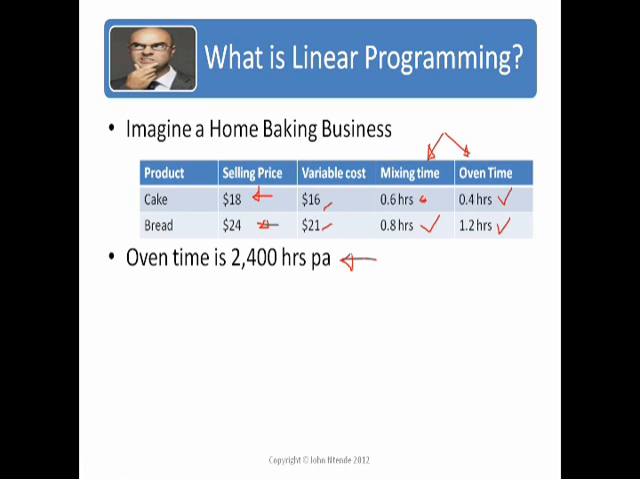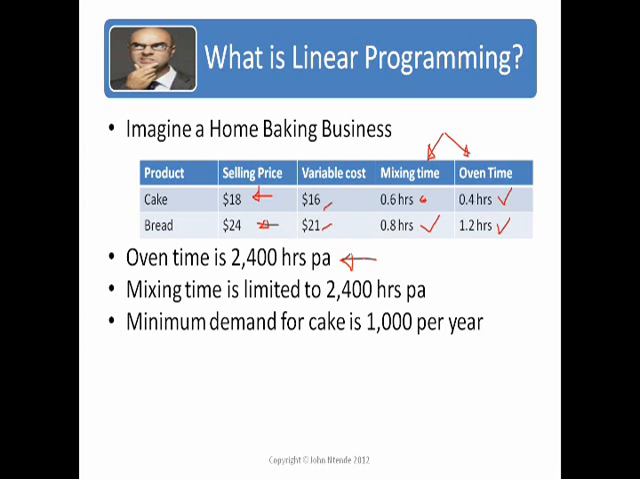So that's one constraint. Another constraint which has been given is the mixing time, and it could be because of the labor constraints. The mixing time is limited to 2,400 hours per year. So that is constraint number 2. The minimum demand for cake has been set at 1,000 per year, and the maximum demand for bread is 1,300 per annum. So you have a business which is making cake and bread, and it is subject to 4 constraints.